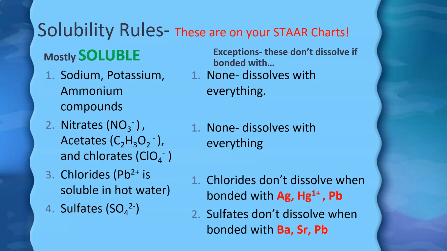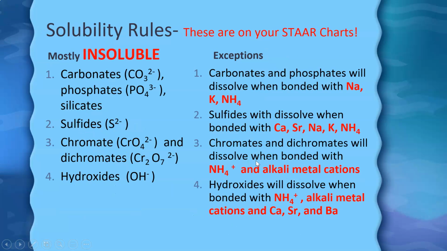Chlorides, except lead, silver, and mercury 1. Sulfates, aside from barium, strontium, and lead sulfates. These are things which will mostly dissolve. We saw ammonium chloride was quite soluble. We saw on our solubility curve our acetate, our nitrate, and our chlorates were quite soluble.